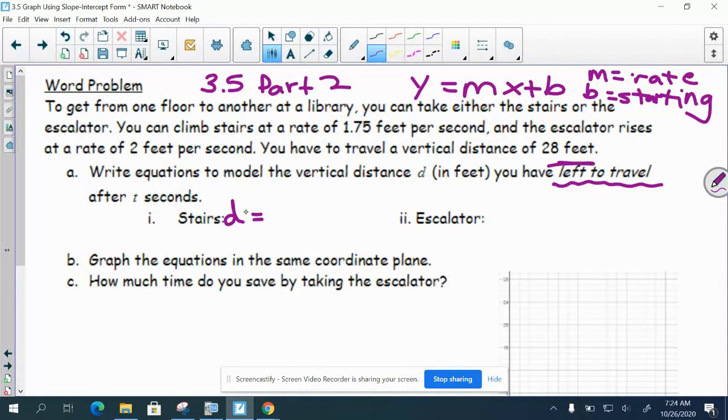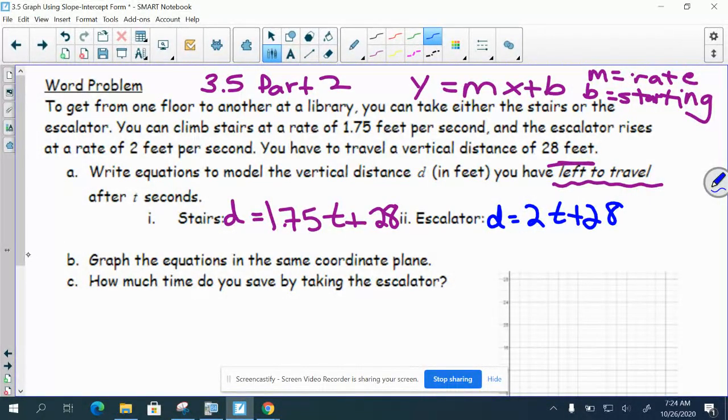So first of all, if we put this in slope-intercept form, d is going to be like our y value, so your vertical distance, the y is the vertical, and the rate for the stairs would be 1.75, so we would write 1.75 t, t is your x variable, and then the y-intercept is the initial amount. So the initial amount you have left to travel for both the stairs and the escalator is 28 feet. So this would be d equals 1.75 t plus 28. The escalator is the same except the rate is 2. So d equals 2t plus 28.